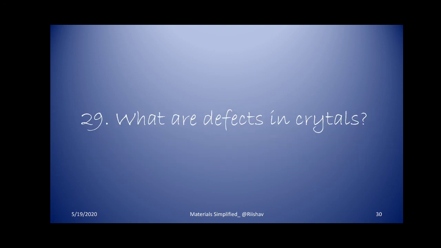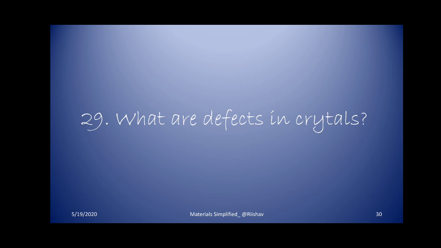Now, what are defects in crystals? Well, a defect is nothing but a deviation from the perfect crystal. These defects control various properties, both physical as well as mechanical. Defects are classified as zero-dimensional defects, popularly known as point defects. Examples: vacancies, interstitial voids, Frankel defect, Schottky defect, and so on.